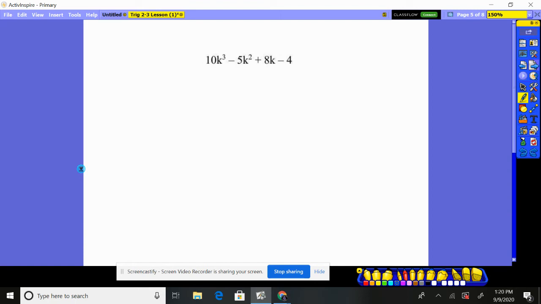The next one, 4 pieces. Hey, it's got to be grouping. So I group. And I say, okay, let's look at the first group. What can be factored out? I see a 5 and a k squared. I'm left behind with a 2k minus 1, because 5k squared times the 2k is that 10 there, and 5k squared times that negative 1 is that piece there.